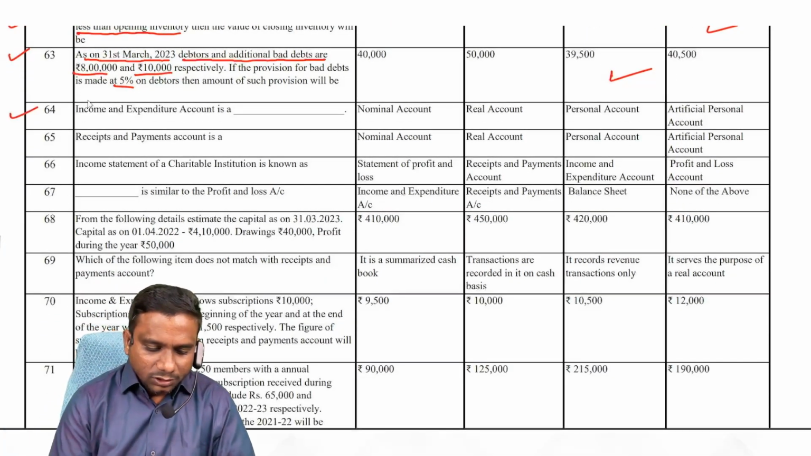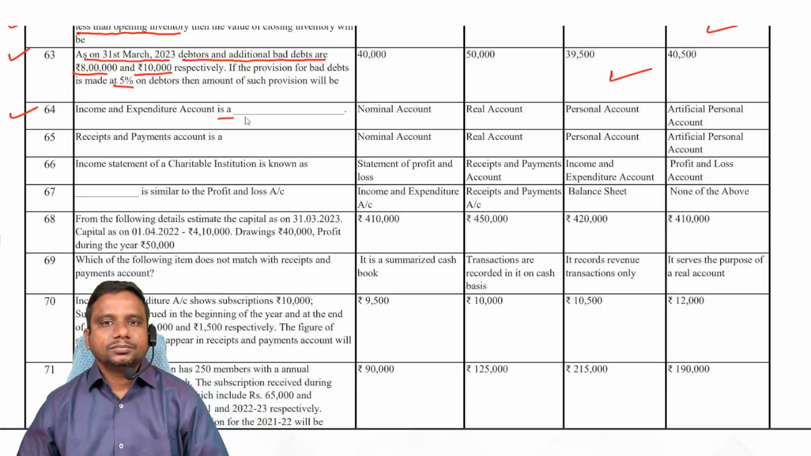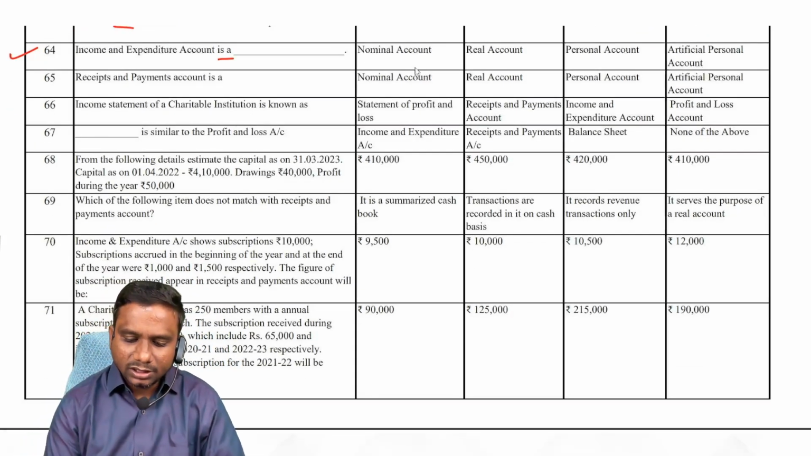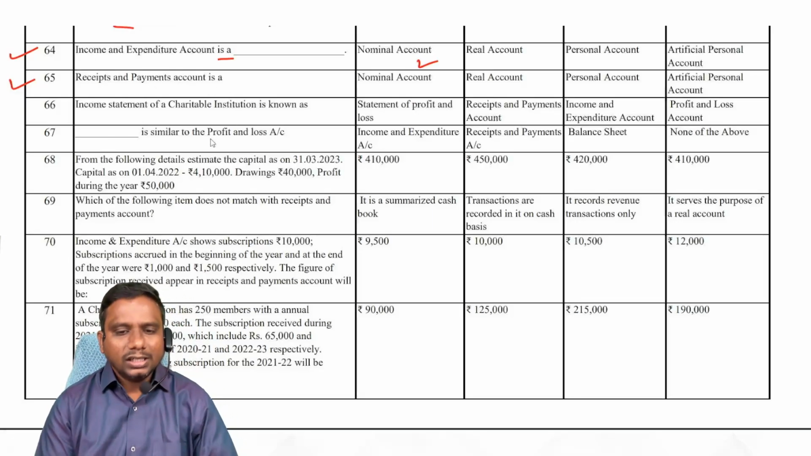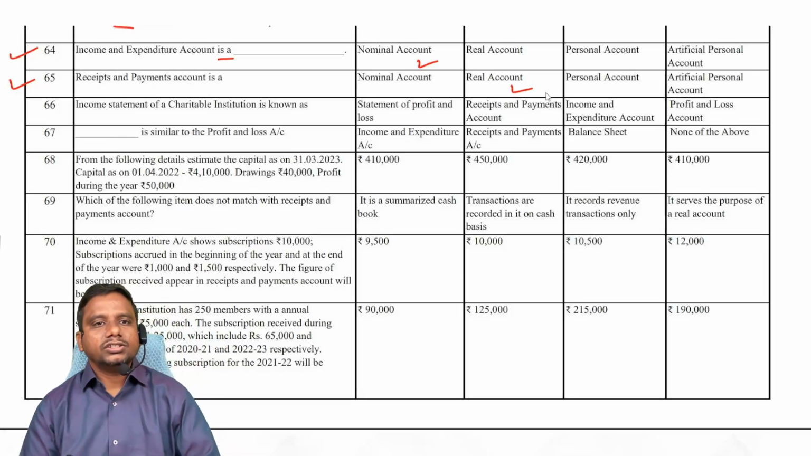Next, 64. Income and expenditure account is a nominal account. Simple. Receipts and payments account is a real account because it is real in nature.